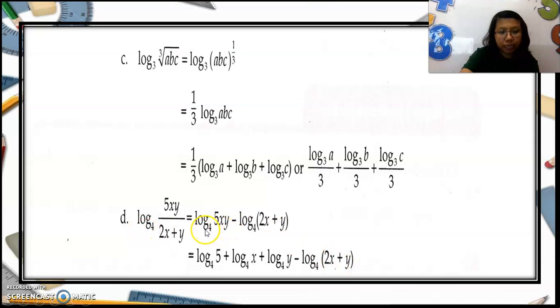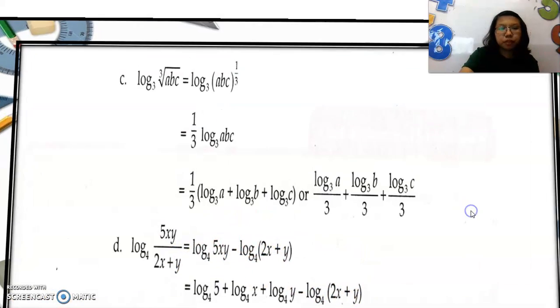So we can write it as logarithm of 5xy to the base of 4 minus logarithm of 2x plus y to the base of 4. So logarithm of 5 to the base of 4 because of this one, and then logarithm of x to the base of 4 for this one, and then for the y, logarithm of y to the base of 4 minus logarithm of 2x plus y to the base of 4, because we have here the quotient. Okay.